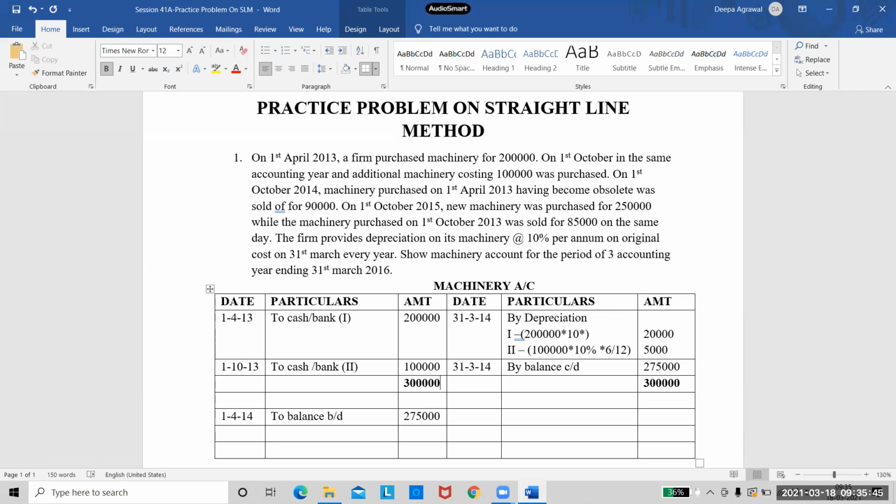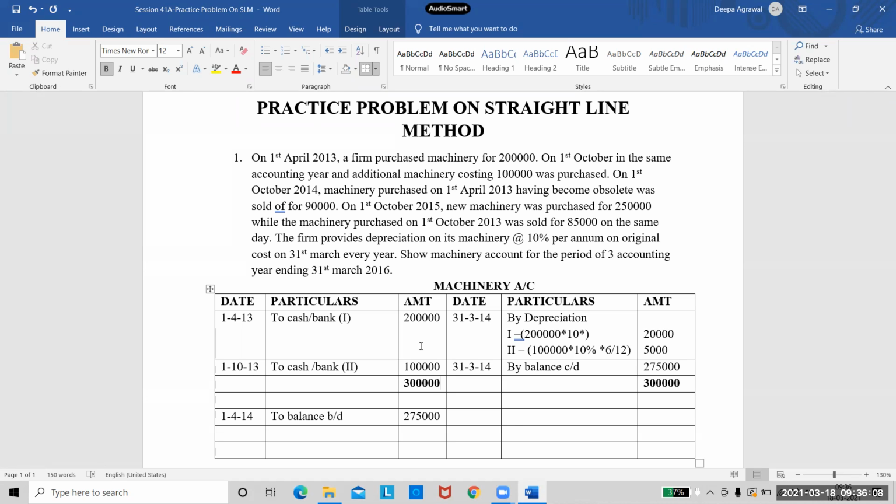We are selling in October. When is the year starting? So April to October, how many months? April, May, June, July, August, September. I will not count October because I'm selling on 1st October. So for 6 months, I should first provide the depreciation. Then I should sell that machinery.